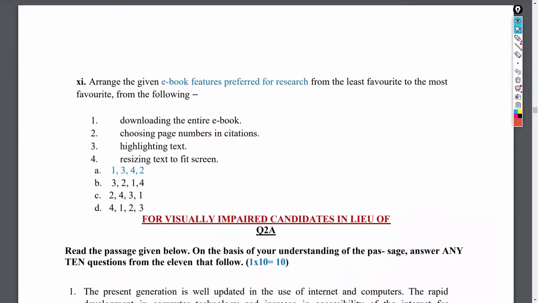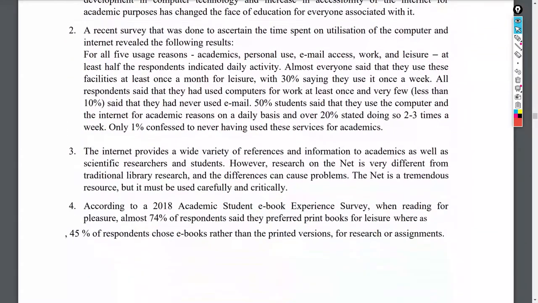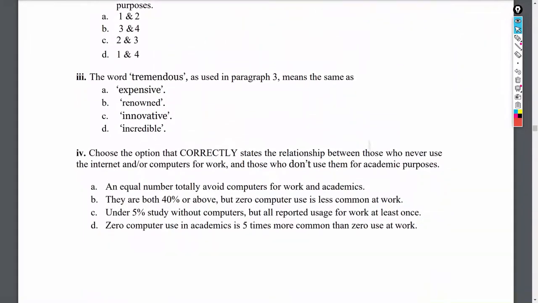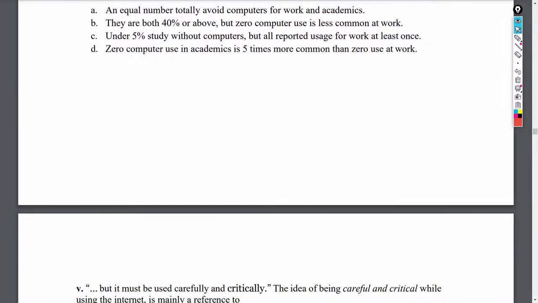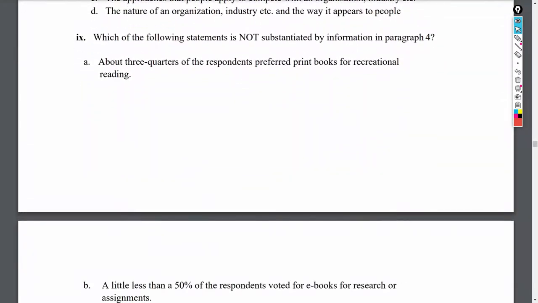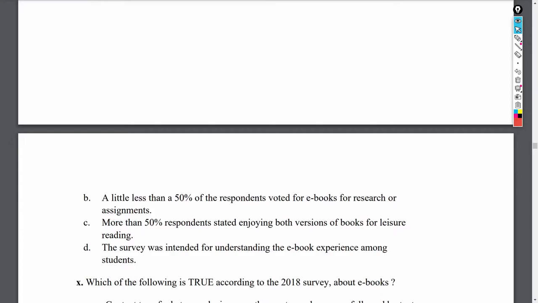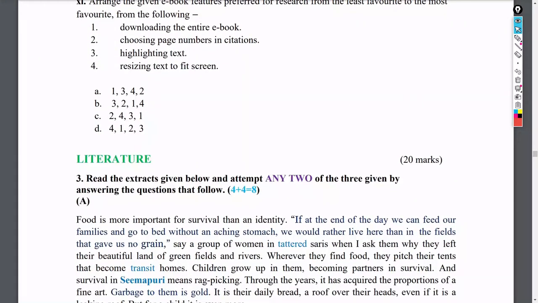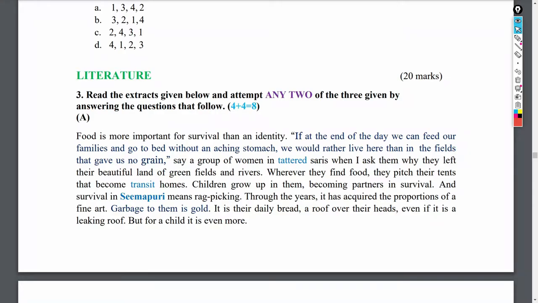So this is all about passage number 2. Passage number 2 is now over. Now we'll be going to the next question, as you remember from the roadmap. So the next question will be from the literature. Let us see the question from the literature. Let's see now, question number 3 has come.